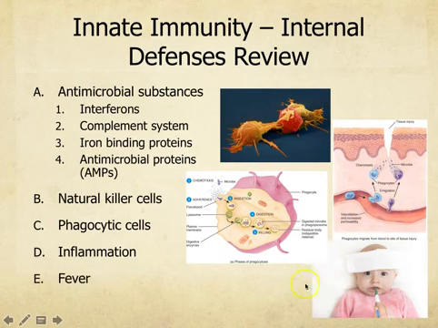And then fevers, okay? I'm going to stop here because the next step is going to be adaptive immunity, and that's a little bit more involved, and it's a good breaking spot. So I will see you guys next time.